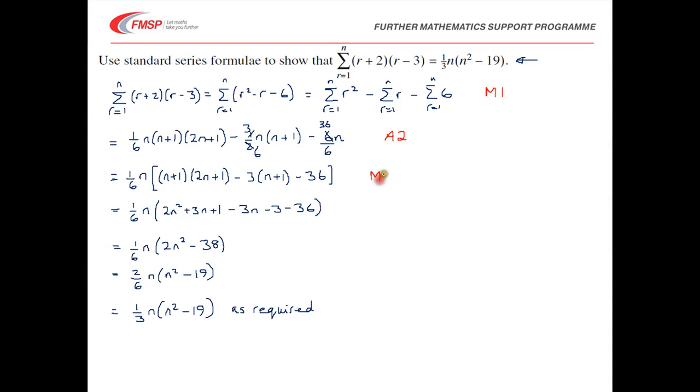There's then a method mark for a valid attempt to factorise, to take out that factor of n. There is an accuracy mark for a correct expression at the end, and then there's another accuracy mark for a complete, convincing argument. So if you get down to the bottom with the right expression, then yes, you get that first accuracy mark. But if it's been a little bit wobbly, or it's not quite clear, or you've been a bit sloppy with your use of brackets and that sort of thing, then you won't get that extra mark.